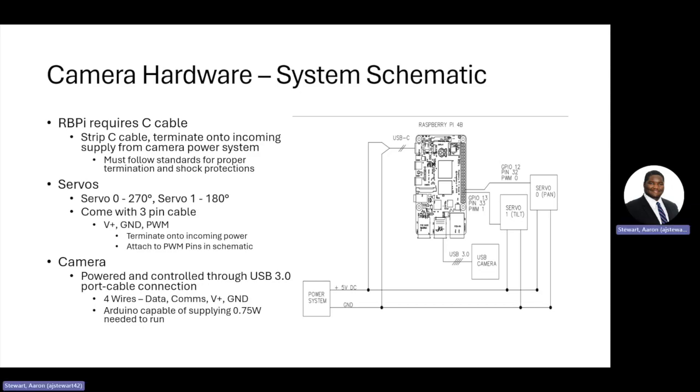USB 3.0 terminal. And within these wires, there are 4 wires: the data wire, the communication wire, the voltage, and the ground. And we need to be able to supply 3/4 of a watt to this camera. And the Raspberry Pi, there's a typo there, it says Arduino, I'm supposed to say Raspberry Pi, but the Raspberry Pi can handle applying that much power at 5 volts very easily. It has no trouble with it whatsoever.